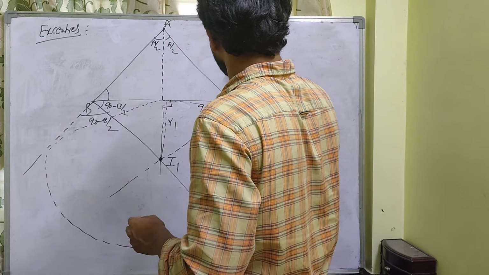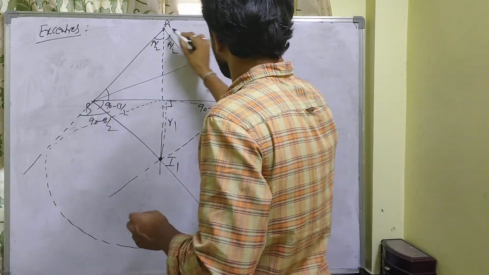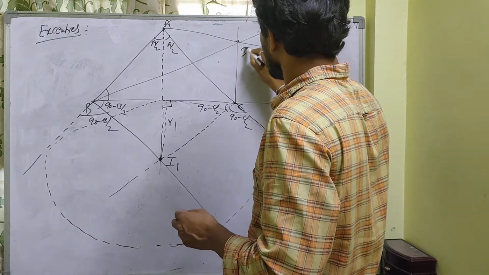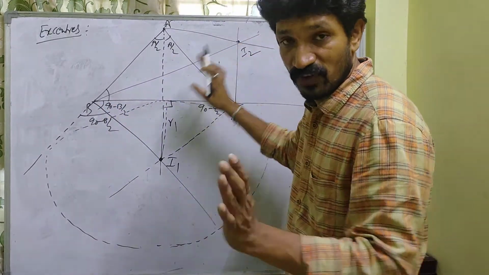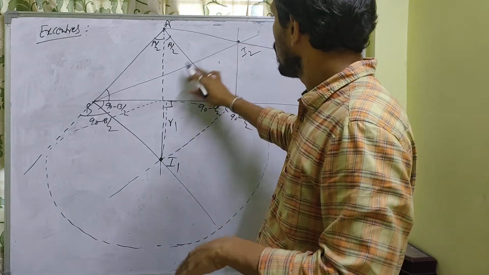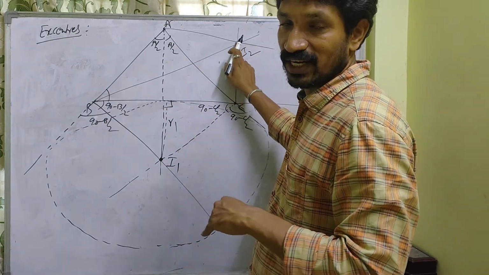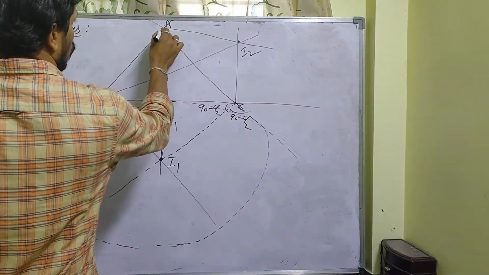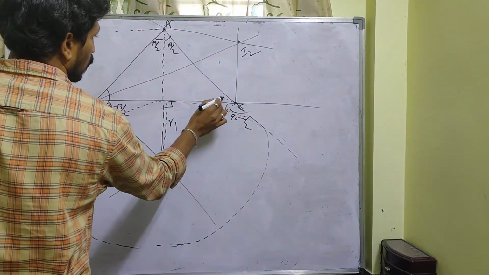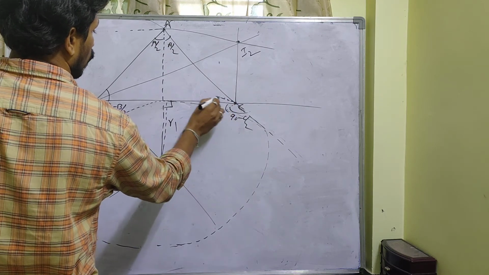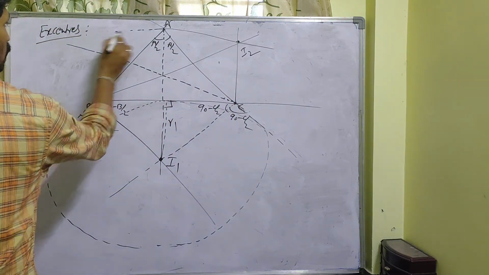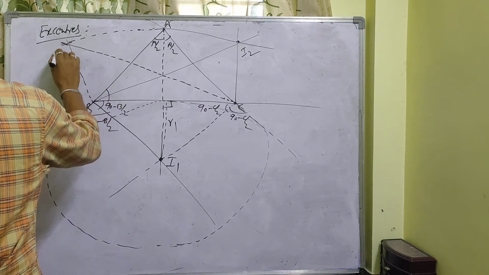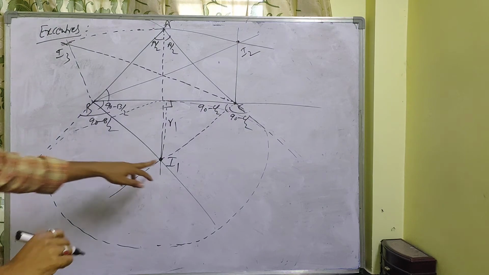So here you may get, if you join this one and here you take, this is I2, the excenter opposite vertex B. These are fixed vertices. This is excenter I2. Next one, if you extend this one, you get one more excenter. These three may meet here. So this is I3. So I1, I2, I3.